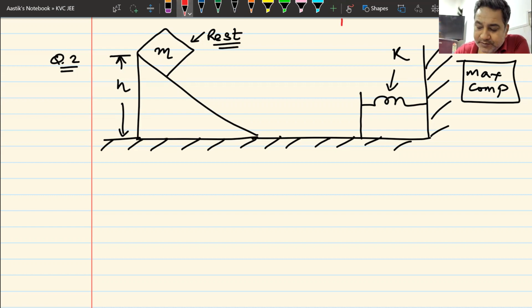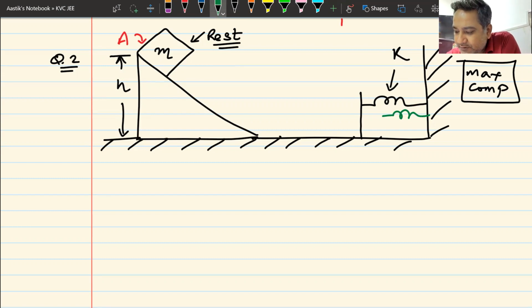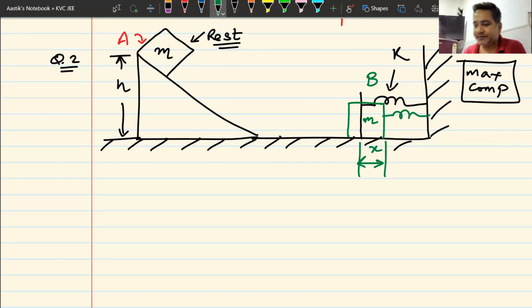Obviously, we are going to solve it by LOCME. I will call this point as point A, where it is sitting on top. And then I will call this point, when it has compressed the spring, as point B. The spring is in its maximum compressed state and the compression in the spring is X. I hope everyone understands this. Block has moved. The spring has been compressed by an amount X. Can anyone tell me how to solve this?